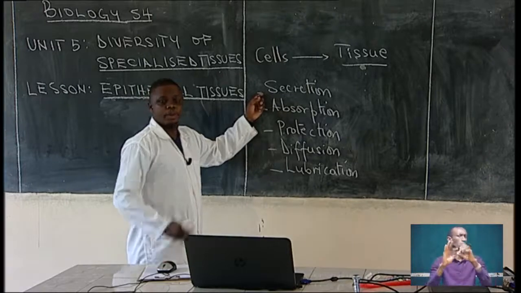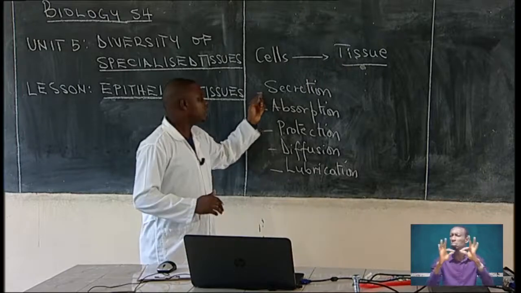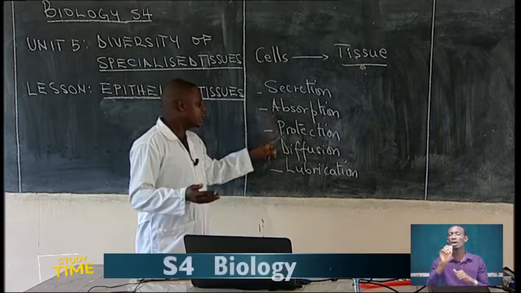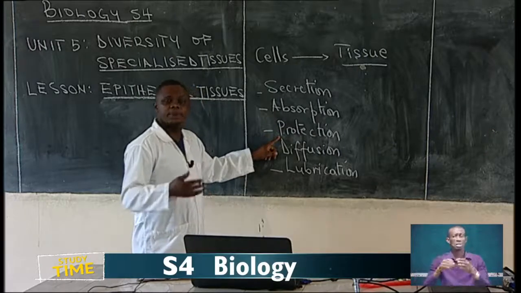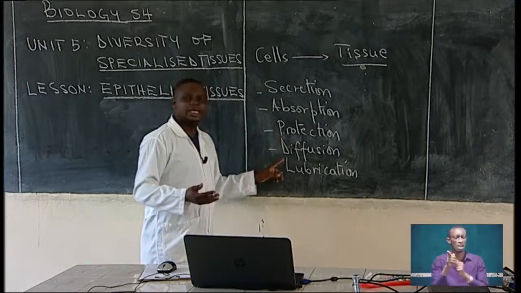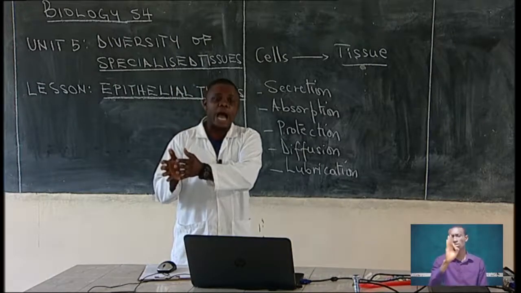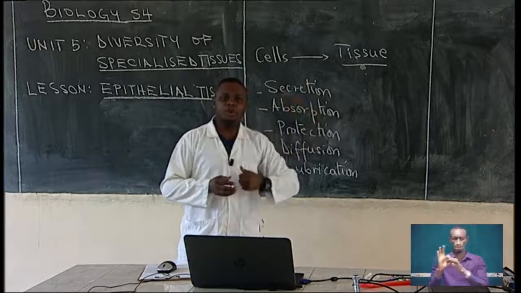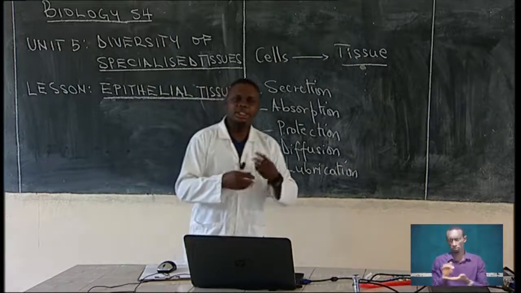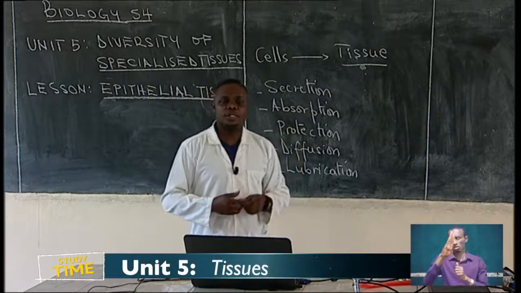These epithelial tissues are very important in the following. Secretion. Remember, secretion is the production of useful substances which are needed by the body. And then there's also absorption, which is selecting useful nutrients. Then there's also protection. These epithelial tissues protect those internal organs of the body. Then the diffusion, which is the movement of molecules from the region of high concentration to the region of low concentration, as well as lubrication, preventing dryness. So these epithelial tissues are there for those functions.